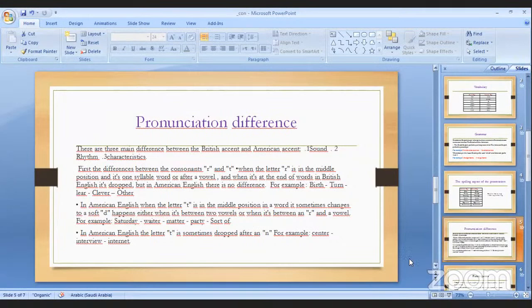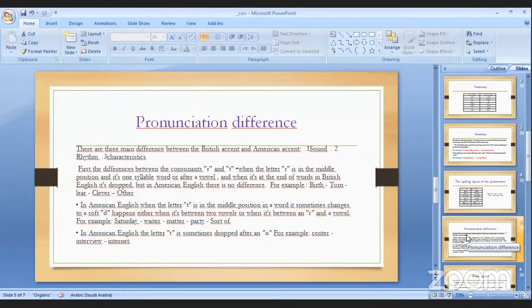Pronunciation. There are three main differences between the British accent and the American accent. Number one, sound. Number two, rhythm. Number three, characteristics.